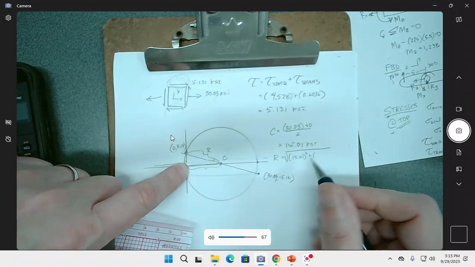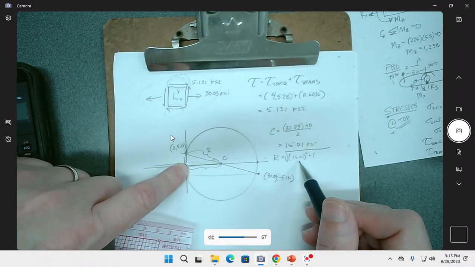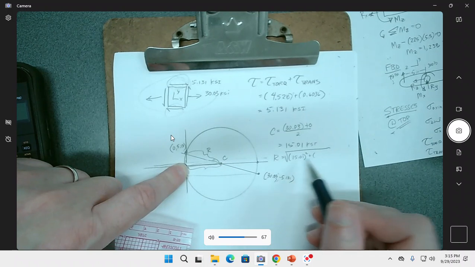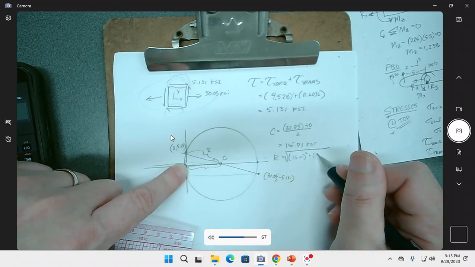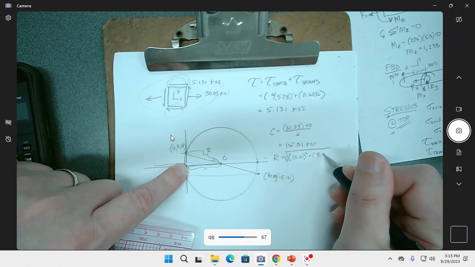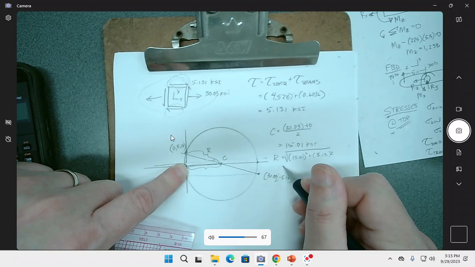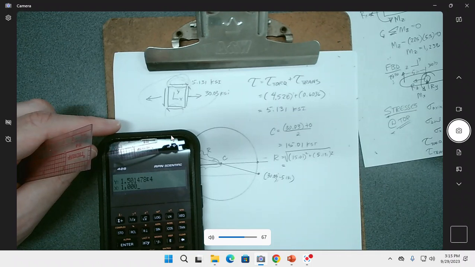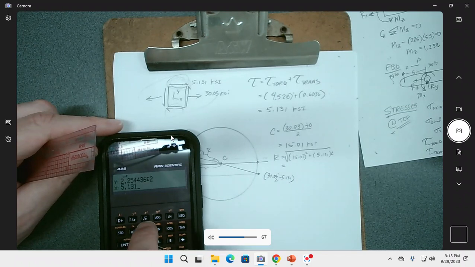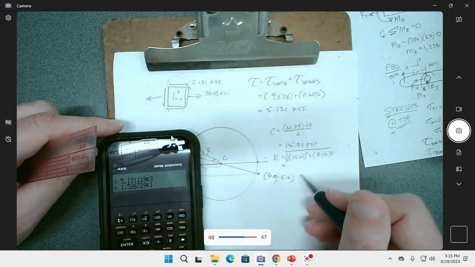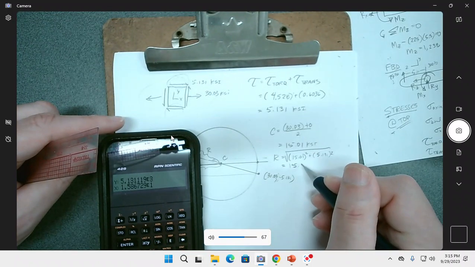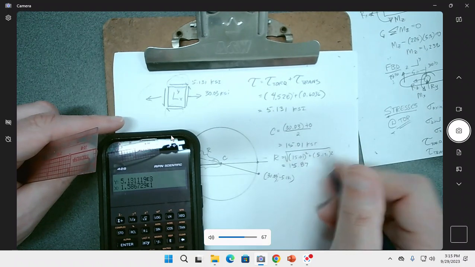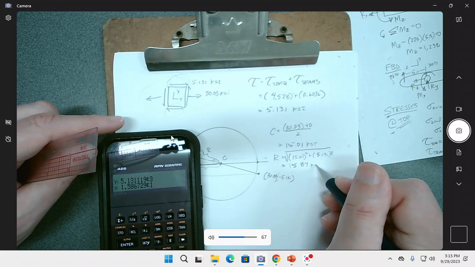You can see why some people would get confused, though, if they see a lot of these problems and they didn't realize that to get the leg, you need to look at the leg. And then this is 5.131 squared. So 15.01 squared, and 5.131 squared, plus square root, and we get 15.87, not very much bigger than that, KSI.